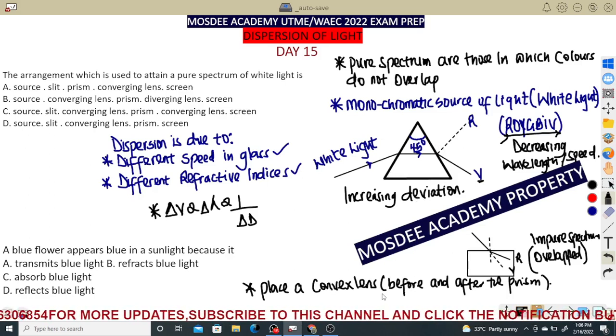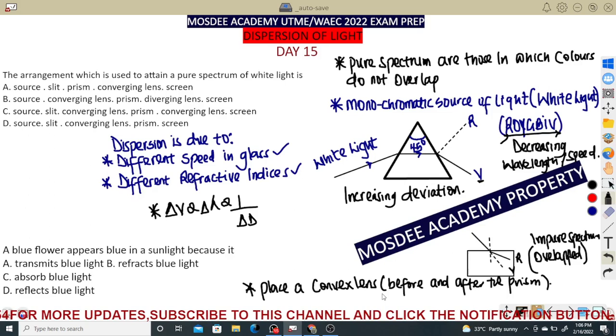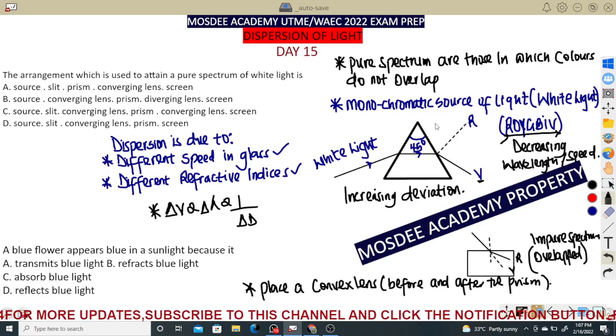Why are you placing convex lens? So that the rays of light I want to escape will be absorbed. Convex lens converges rays of light. They are converging lenses. The other type of lens, concave lens, what? Diverges. So you don't use a diverging lens if you want to collect all the colors. You don't want them to escape from the glass. So you use a convex lens. You place a convex lens before and a convex lens after the prism. That is how to achieve that. You don't use this, you use this.